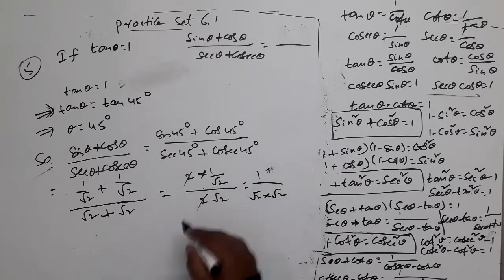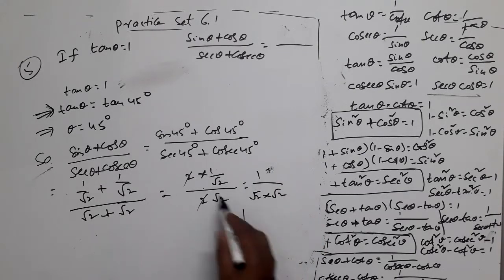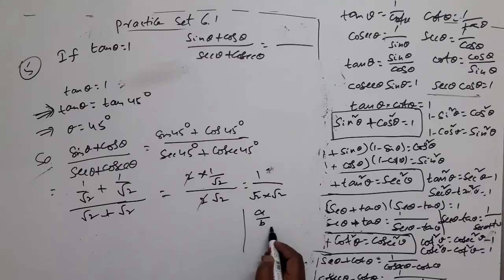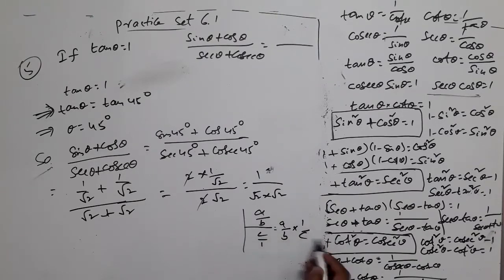Yes, how do you write this? If you have a by b by c, you treat it as c by 1. Now this is of the form a by b by c by d, so you can write this as a by b multiplied by d by c. That is the way, right? So this is 1 by root 2 by root 2, and you treat it as 1 here. So this will be 1 by root 2 multiplied by 1 by root 2. That is what you have written here.